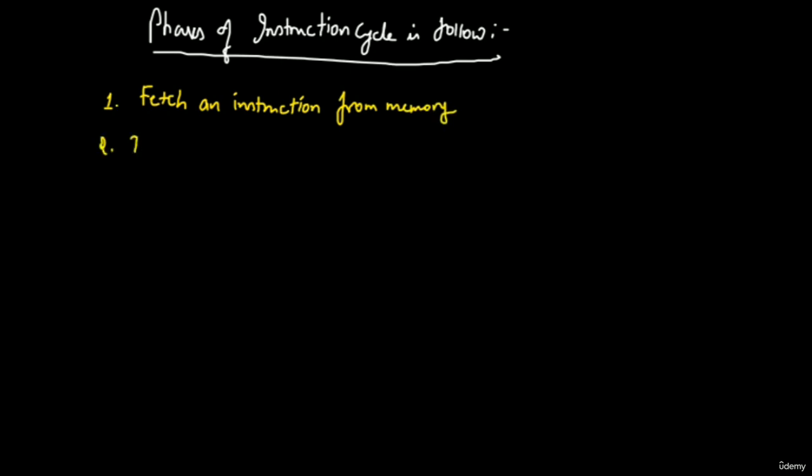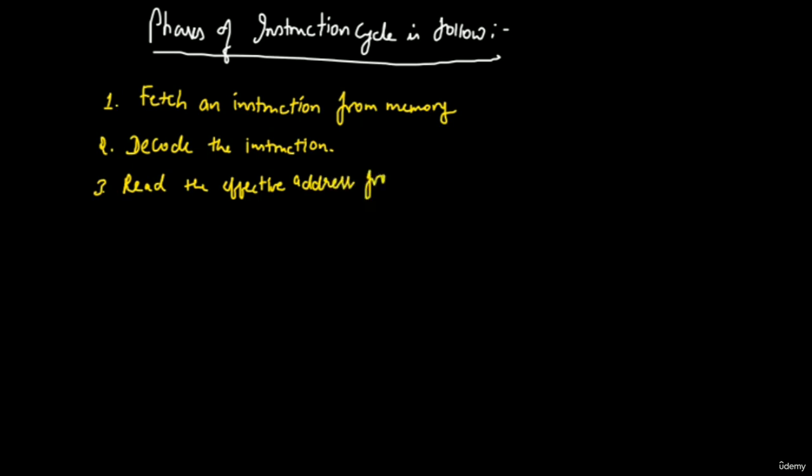Second, it decodes the instruction. And then it reads the effective address from memory if the instruction has an indirect address.